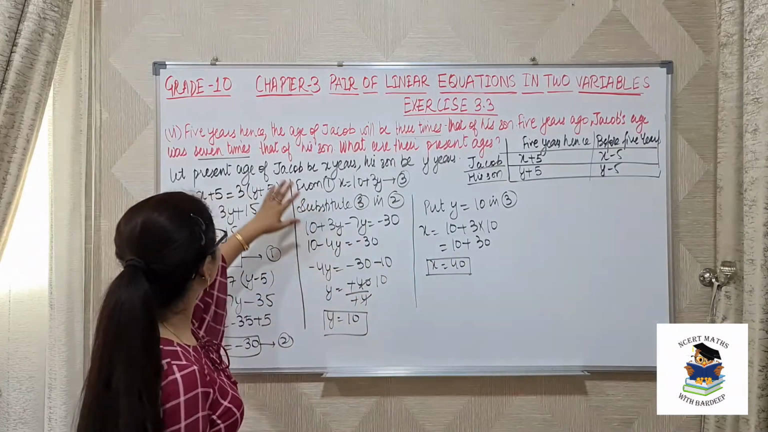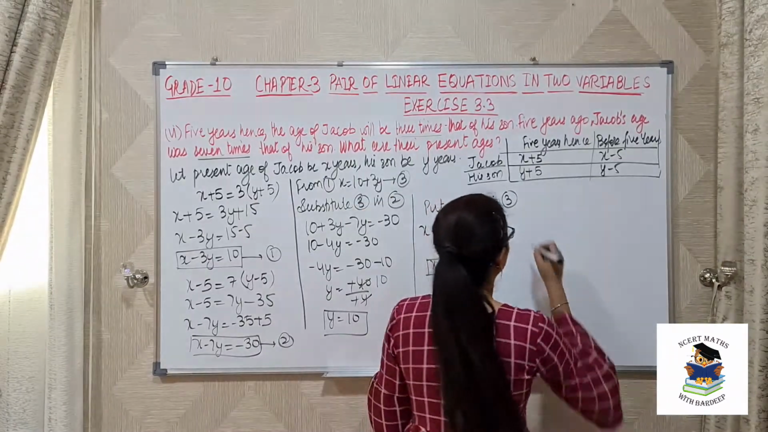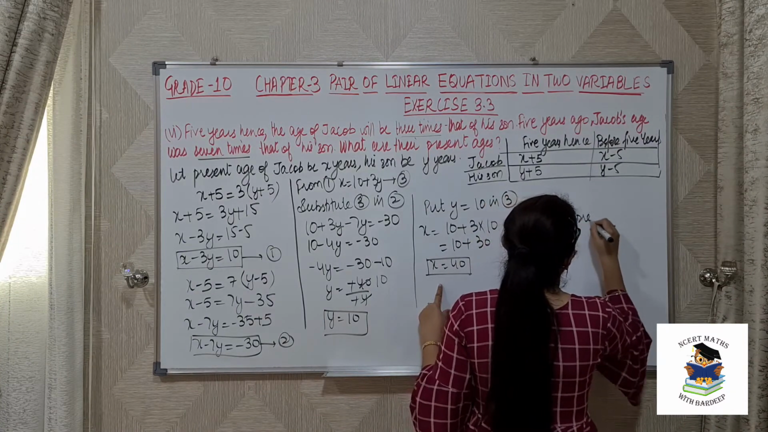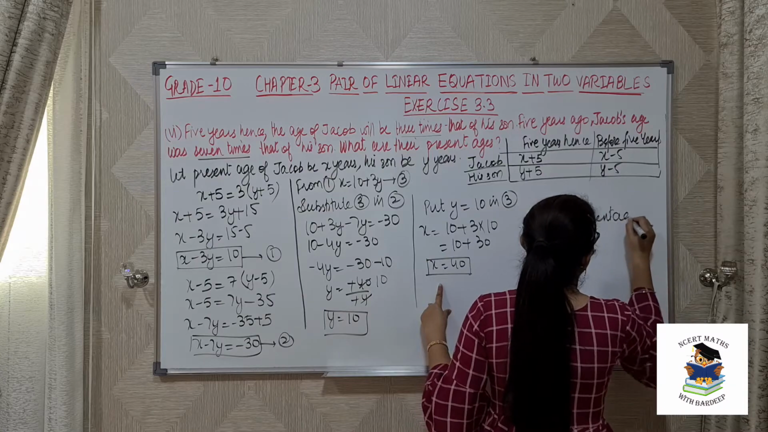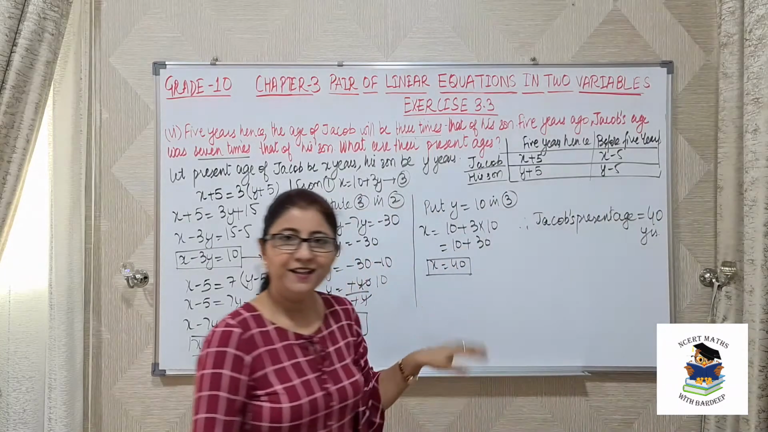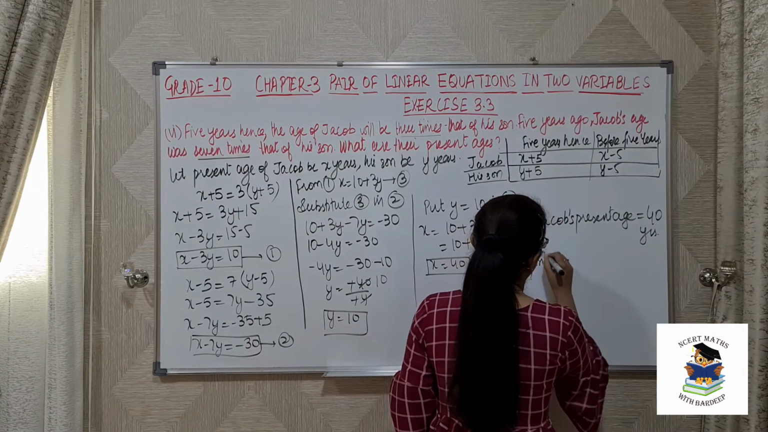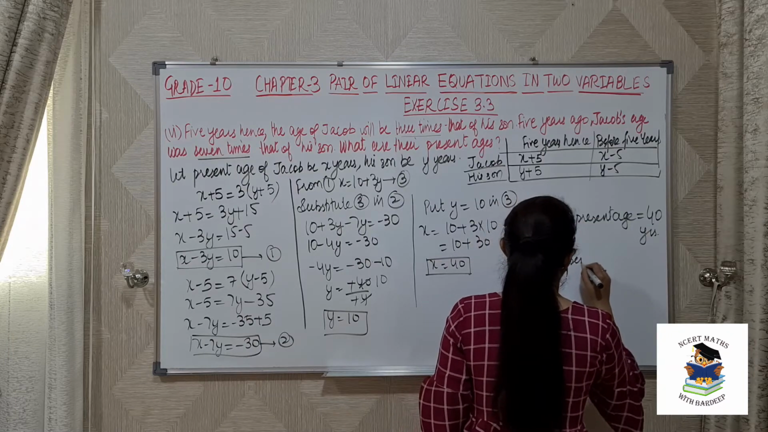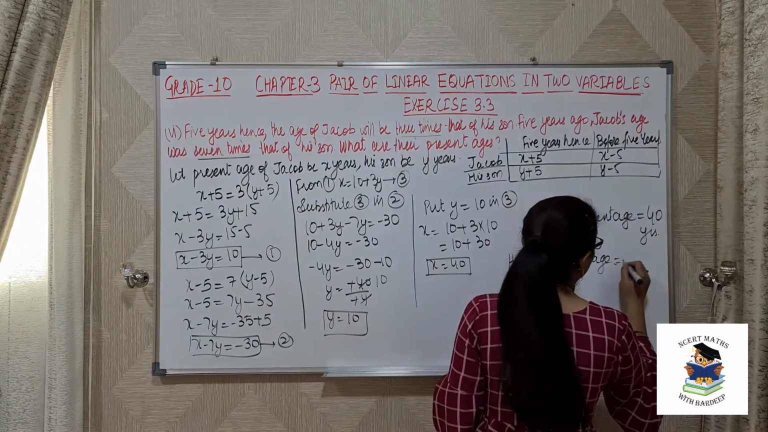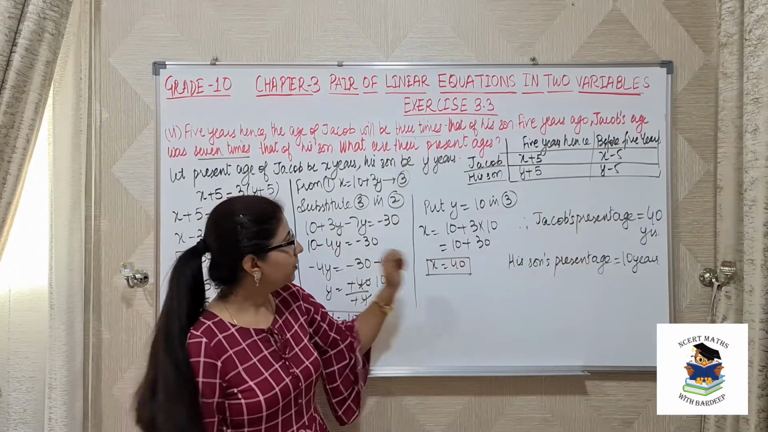Okay. So now in the last we will write. The present age of Jacob is x years, that is 40 years. Therefore Jacob's present age is equal to 40 years. Okay, and his son's present age is, what is son's age? That is y. This is equal to 10. So 10 years. I hope this part is also clear.